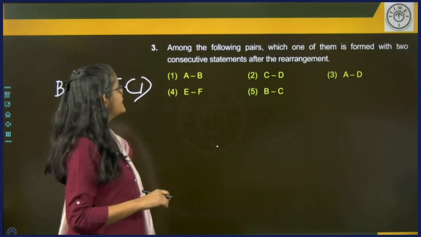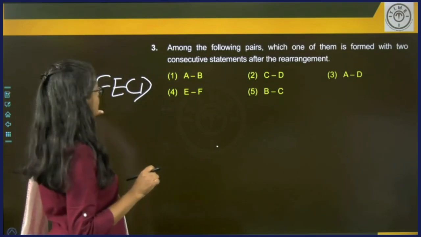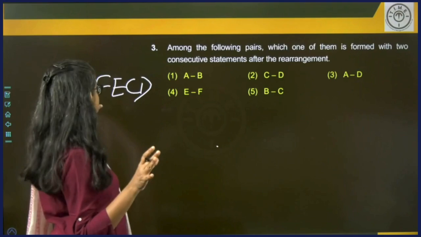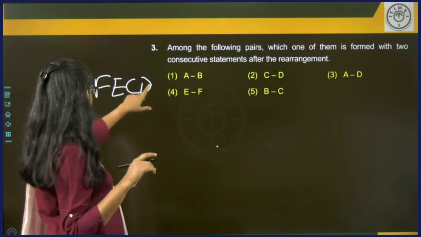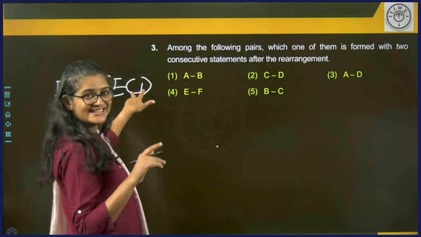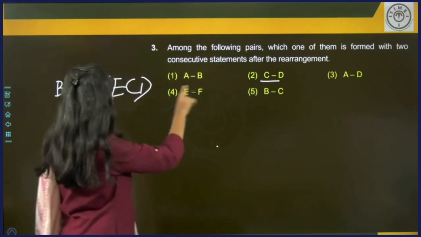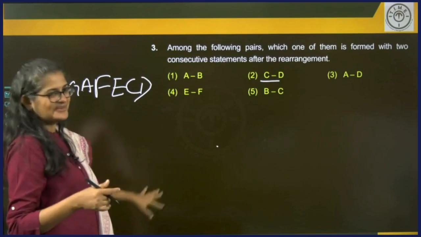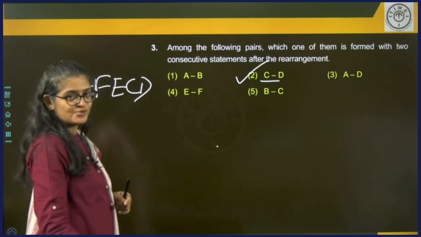Among the following pairs, which one of them is formed with two consecutive statements after the rearrangement? Consecutive means one after the other, right? So you just have to see which of these pairs comes in the consecutive order. A and B? No. C and D, there you go. C and D come one after the other. So this is our answer, right? Do you need to check the others? No. If there is one more, then there is a mistake in the question. So you don't need to check the others. Your answer is C and D, option 2.